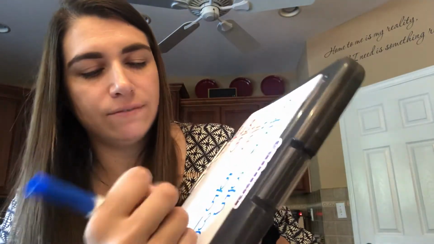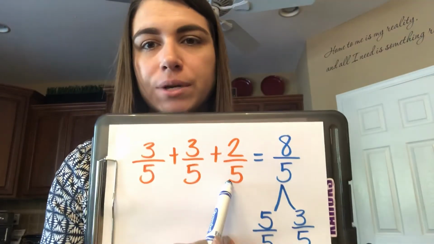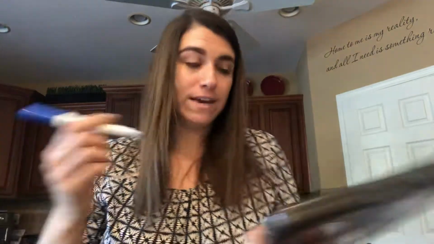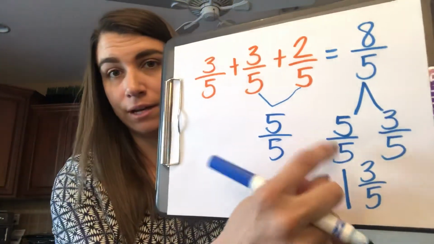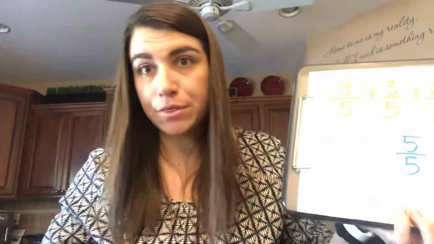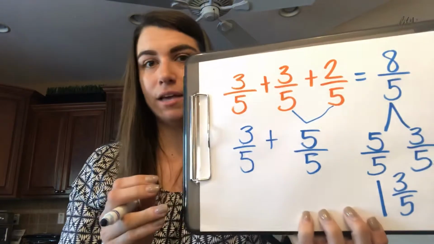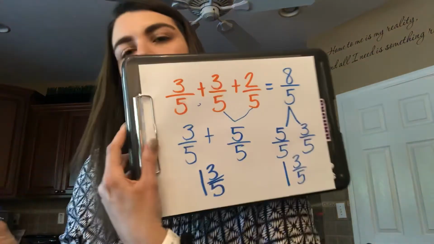Now some of you might have caught as you were adding, you could see here, this 3/5 plus 2/5 is 5/5. So there's my 1, right? Same thing right here. And then what's left over? My 3/5. So you might have done it that way. Either way works because you end up getting the same answer, which is 1 3/5. Ta-da!